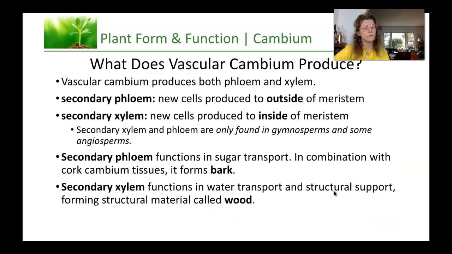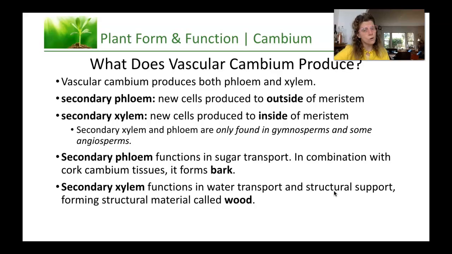So vascular cambium produces both phloem and xylem. Remember, phloem is going to be new cells produced outside of the meristem, and xylem, secondary xylem, is going to be new cells to the inside. These are only found in gymnosperms and some angiosperms.